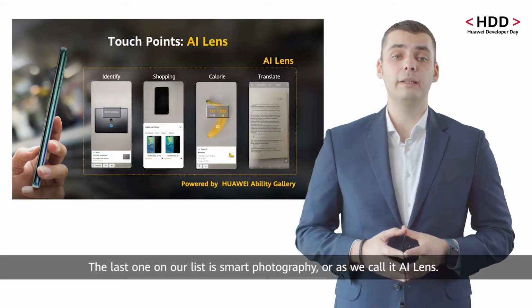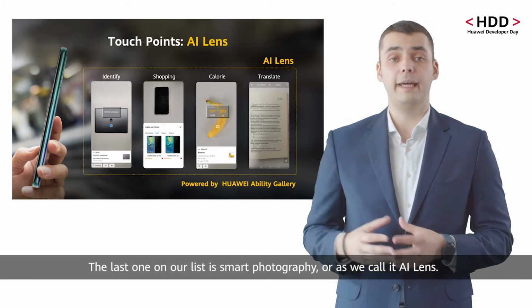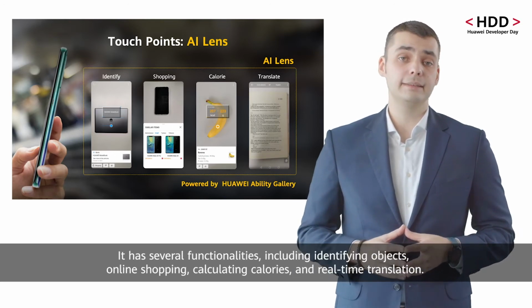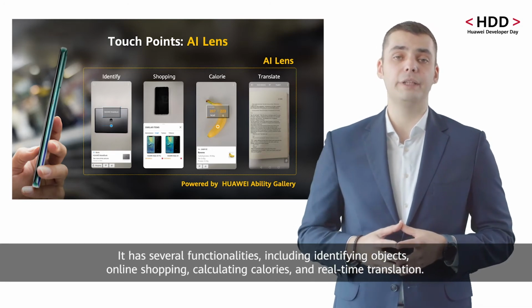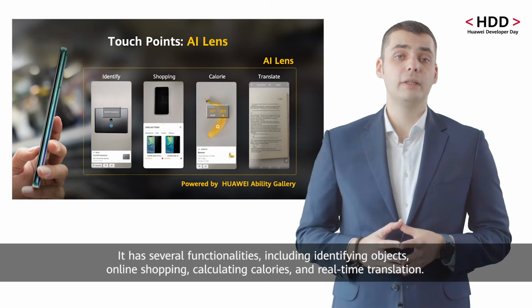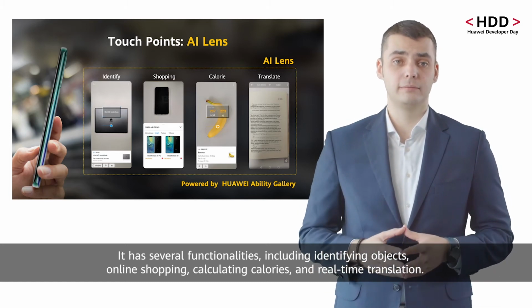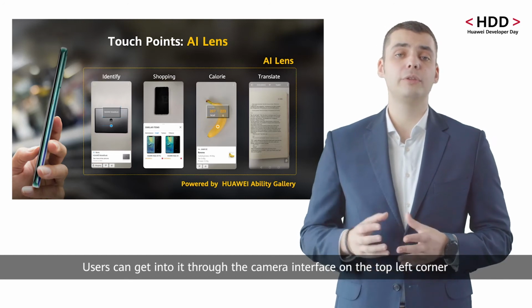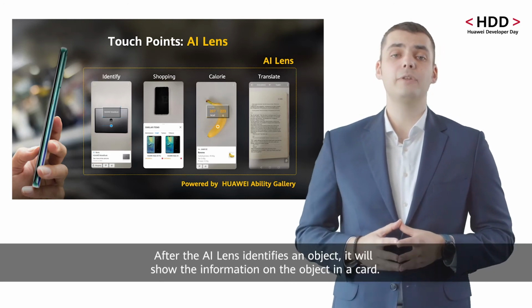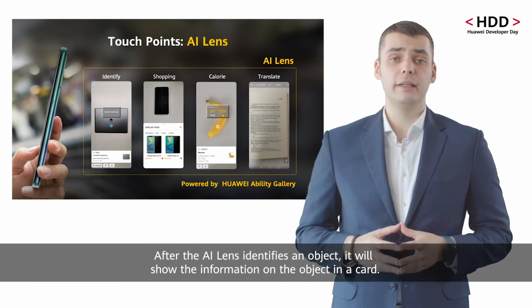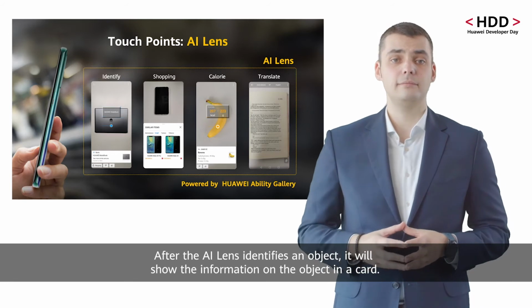The last one on our list is smart photography, or as we call it, AI lens. It has several functionalities like identifying objects, online shopping, counting calories, and real-time translation. Users can get into it through the camera interface on the top left corner. After AI lens identifies an object, it will show you the information of the object in a card.